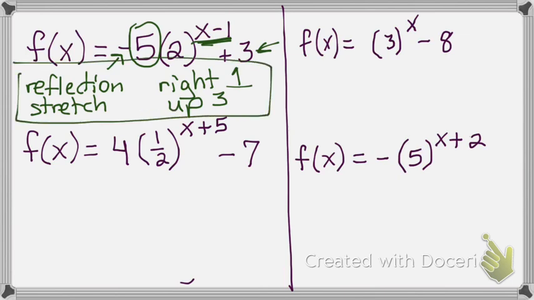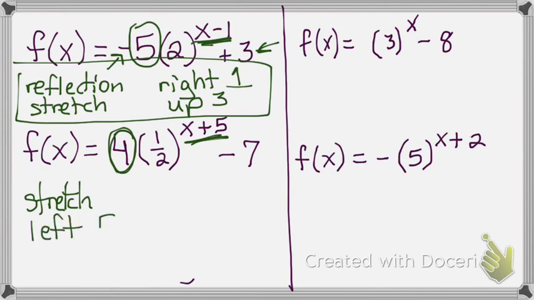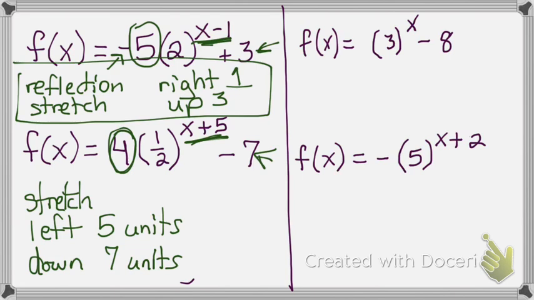In this next one, as you can see, there's no negative. So therefore, there's no reflection over the x-axis. But you do have that 4. Since it's greater than 1, it's going to be a stretch by a factor of 4. And then in that exponent, it says x plus 5. So therefore, you're going to go to the left 5 units. And that last number, minus 7, means you're going to go down 7 units. All right, let's look at another example.